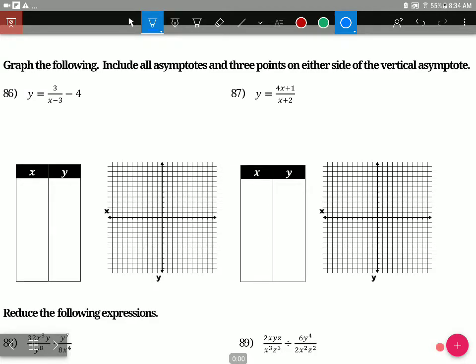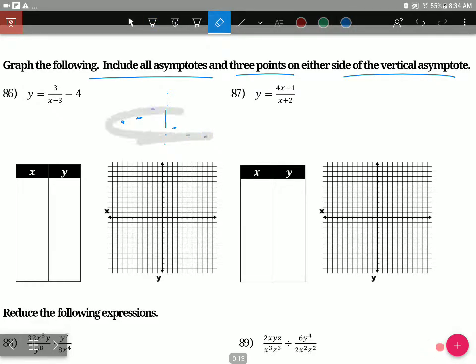All right, it says graph the following. Include all asymptotes. We've got to get the asymptotes on there, and then 3 points on either side of the vertical. So basically, if this is my vertical, I need 3 points on the left and 3 points on the right. All right, so here we go.